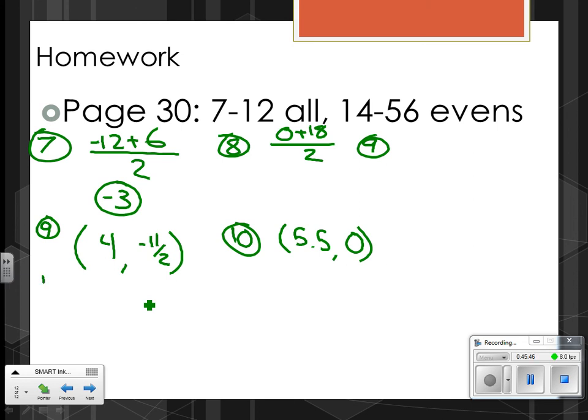11. Find the coordinates of G if F is the midpoint. Guess what they're saying there? Are we finding the midpoint this time? They're giving us the midpoint. We're finding one of the original points. F is the midpoint, and then J has the coordinates 6, negative 2.